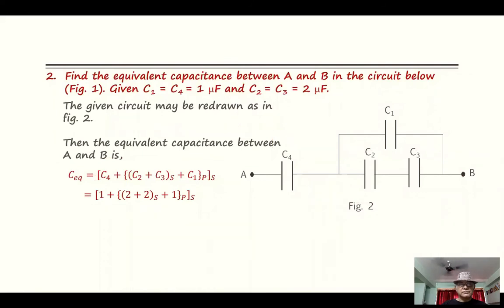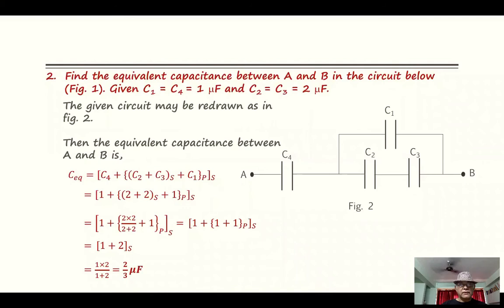Substituting the values, we get this next. Then carrying out the calculation as per the laws of groupings of capacitors, we have, and finally, C equivalent equal to 2 by 3 microfarad.